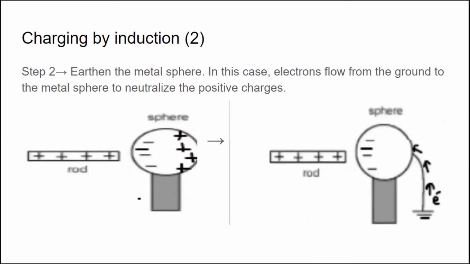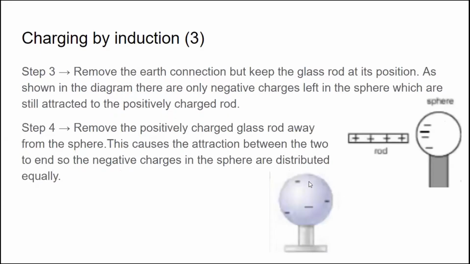In step 2, we earth the metal sphere. In this case, electrons flow from the ground to the metal sphere to neutralize the positive charges on the right side of the sphere. The negative charges, however, stay where they are. Step 3 is to remove the earth connection. And so we can see that only negative charges are left, which are still attracted to the positively charged rod. And step 4 is to finally remove the positively charged glass rod away from the sphere. This causes the attraction between the two to finish, so the negative charges in the sphere are distributed equally.